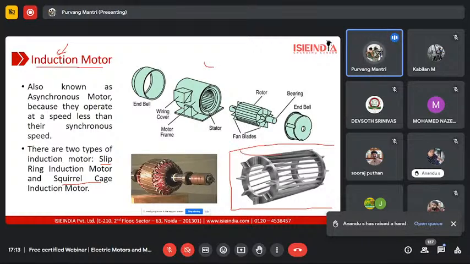and that induced current in this rotor will have its own magnetic field. The magnetic field of the rotor, which is induced, will attract and repel against the magnetic field of the stator. That's why it is known as an induction motor. That's how it will make the rotor rotate.